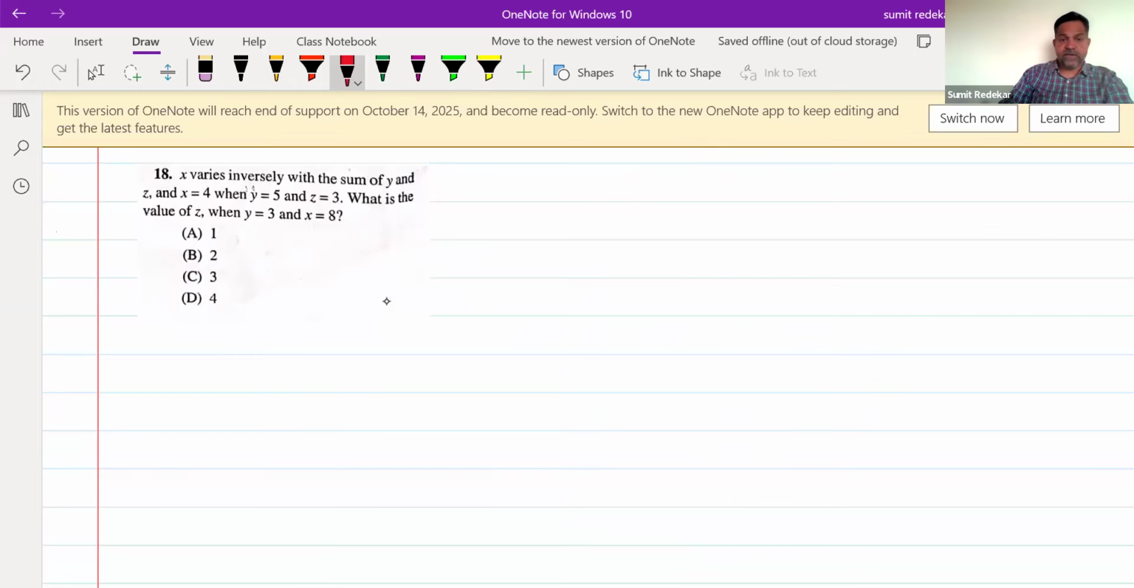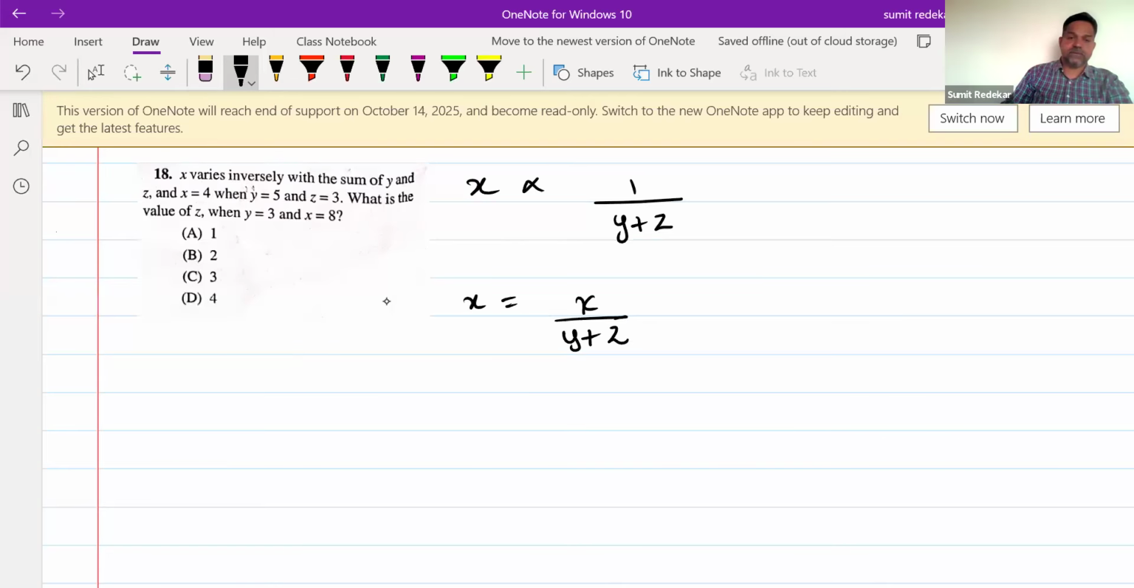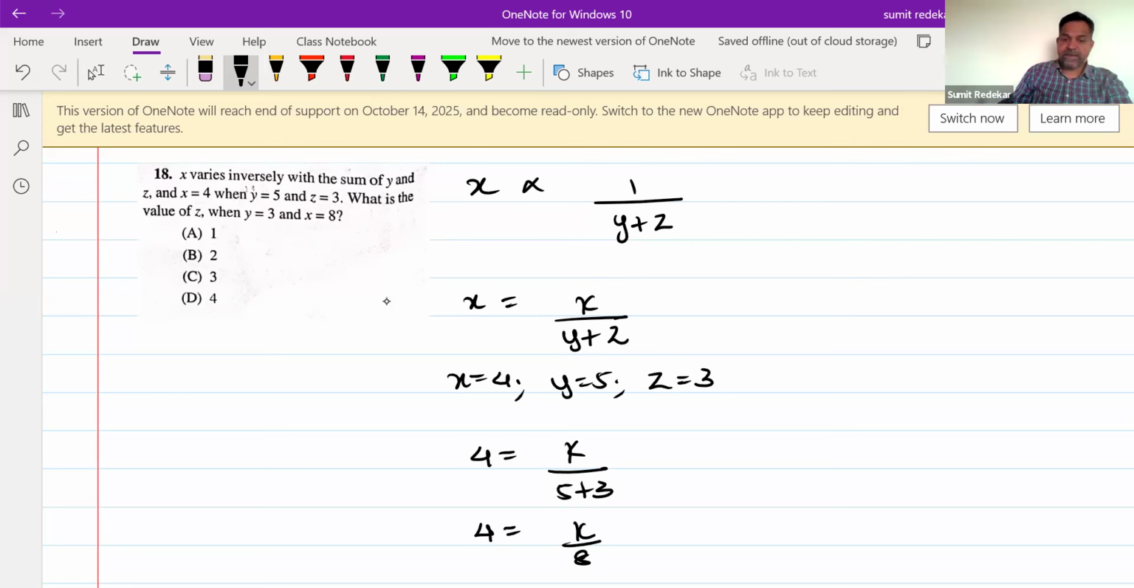x varies inversely with the sum of y and z. So very good question. x varies, but कैसे? Inversely with the sum of y and z. तो y प्लस z हो जाता है, y प्लस z के साथ वेरी करता है ये. तो कहना है इसे x इज इक्वल टू k अपॉन y प्लस z. होल्ड ऑन टू दैट. x is 4, y is 5, z is 3. 4 is equal to k upon 5 plus 3. 4 is equal to k upon 8.